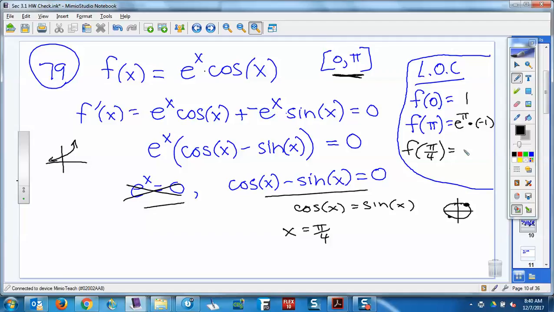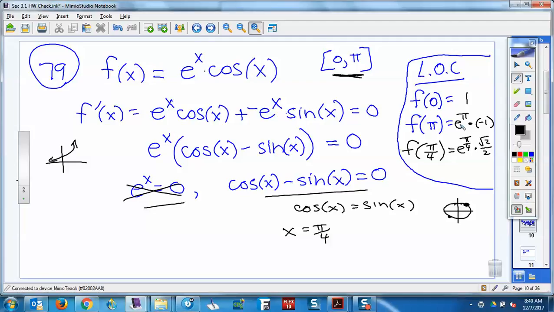And then pi fourths, e to the pi fourths times cosine of pi fourths, which would be root 2 over 2. I would guess that's bigger than 1, but I don't know. That's where we might want a calculator. Or we can do a number line to see it's probably increasing until there, then decreasing. So this is probably a bigger value, but we can cheat right now, use our calculator, whatever. So max, min, okay?